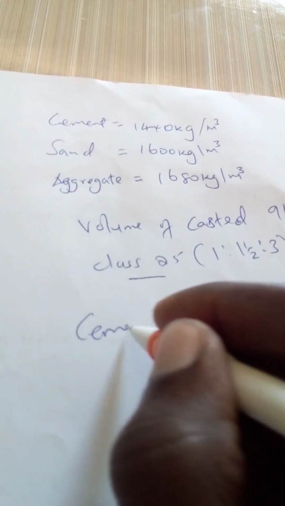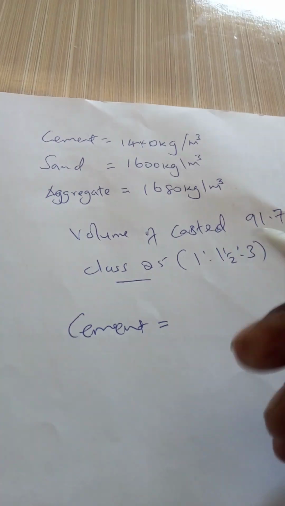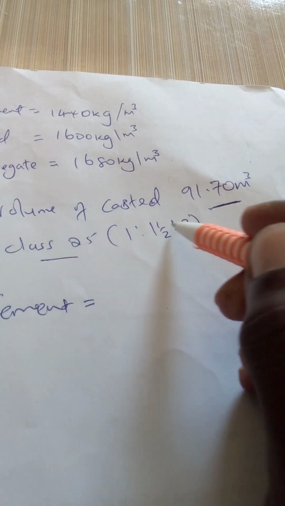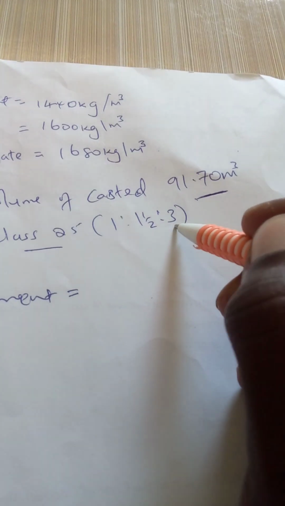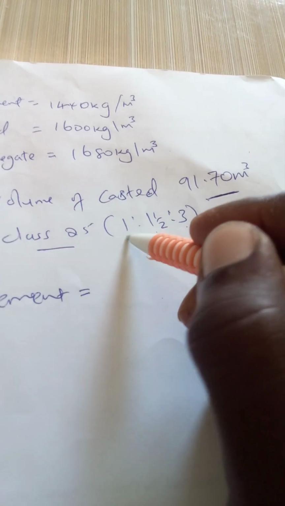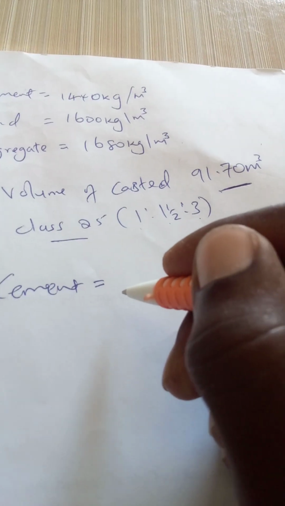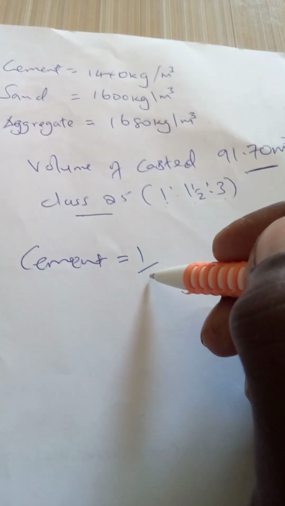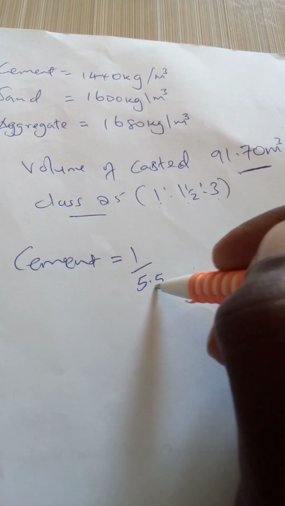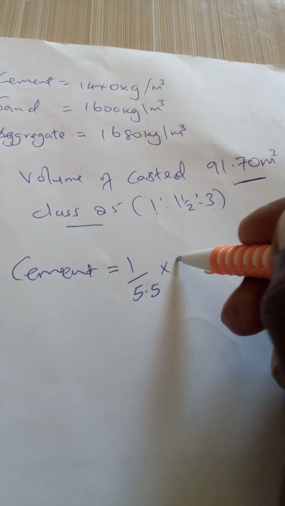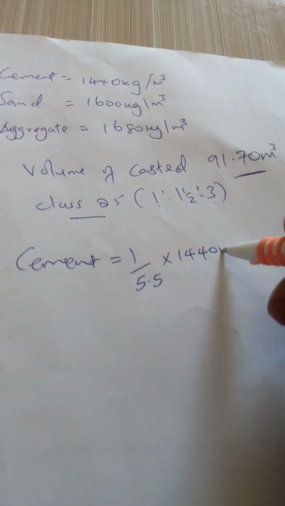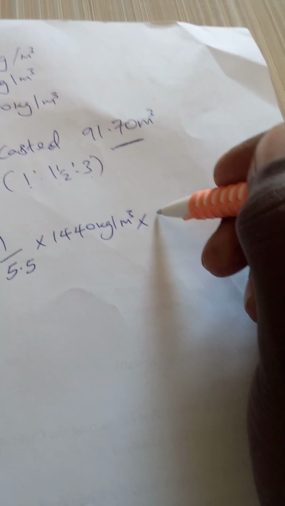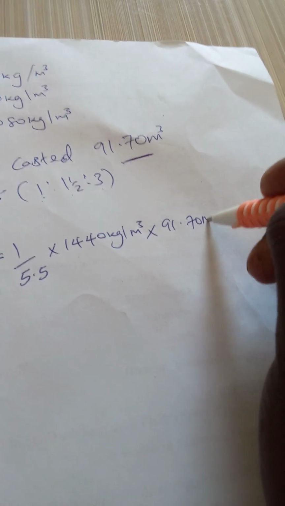So number one, for cement, we are going to get the total summation of this ratio, whereby 3 plus 1.5 plus 1 is equal to 5.5. So for cement it is going to be 1. We divide by the total 5.5, and then we multiply by its density, which is 1440 kilograms per cubic meter, and then we multiply by the volume of concrete casted, which is 91.70 cubic meters.